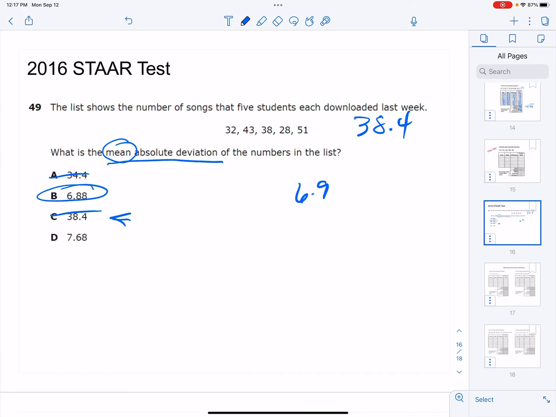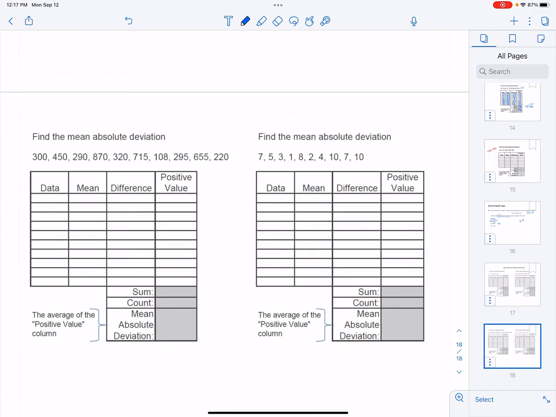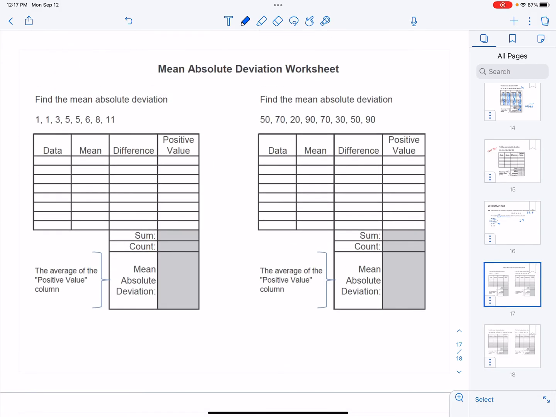We'll work through them in class to look at some of the tips and tricks that you can use on the STAR test with this. So what you're going to do for me today is a little practice. You're going to do just a few questions. We've got 2 here and then 2 here, and all you're doing is finding the mean absolute deviation. And that's all we're going to do.